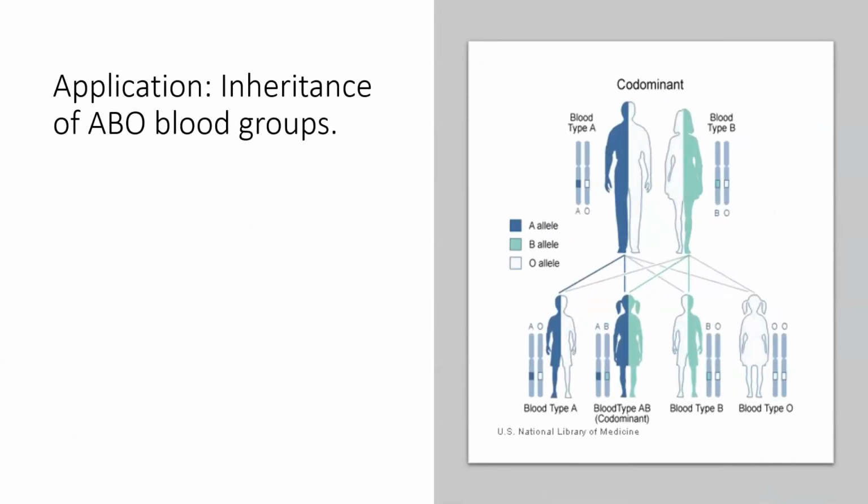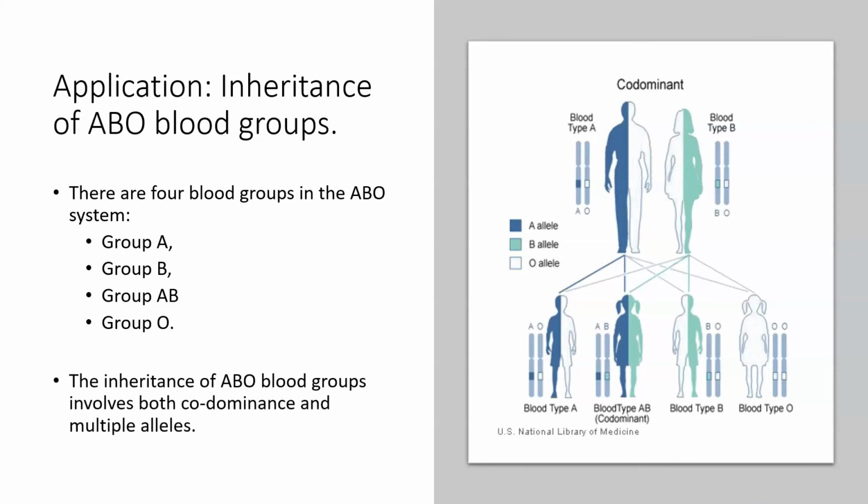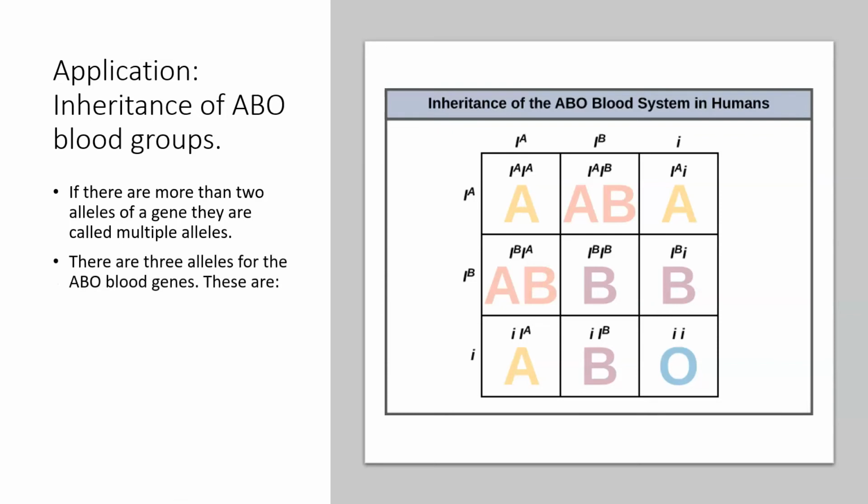Okay, application, inheritance of ABO blood groups. We spoke about this slightly earlier and we said that AB is the codominant group. So we've got 4 different blood groups: A, B, AB and O. The inheritance of ABO blood groups involves both codominance and multiple alleles. If there are more than 2 alleles of a gene, they are called multiple alleles.